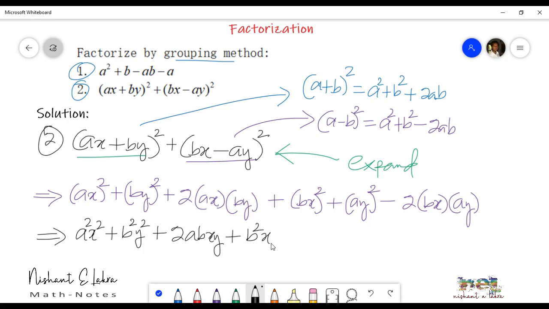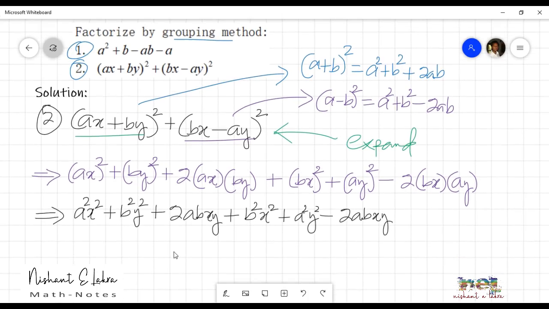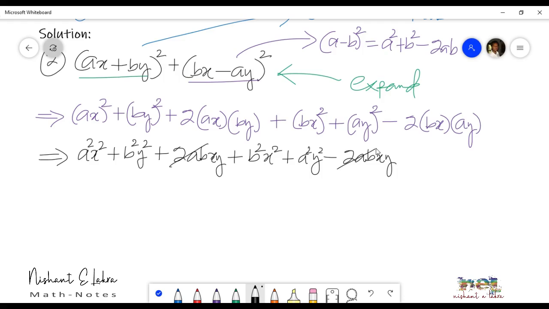Plus, we'll open the bracket of bx whole square which will be b square x square plus a square y square, minus, do we have a common there, bx ay? No, we do not, so we'll write it in order, 2abxy. Fine. Now what is our next step? We have two unlike terms here, we can cancel them, and so we are left with a square x square plus b square y square plus b square x square plus a square y square.